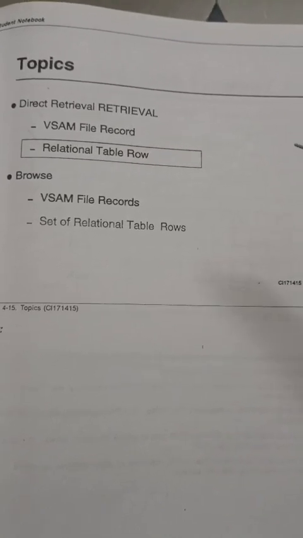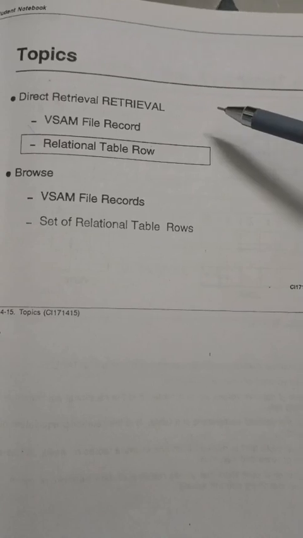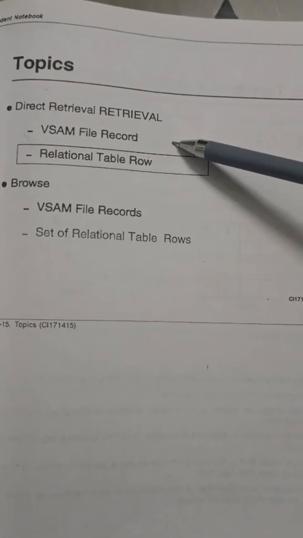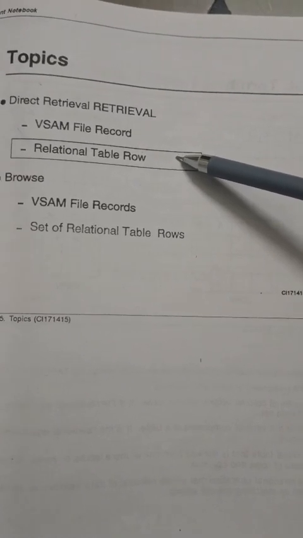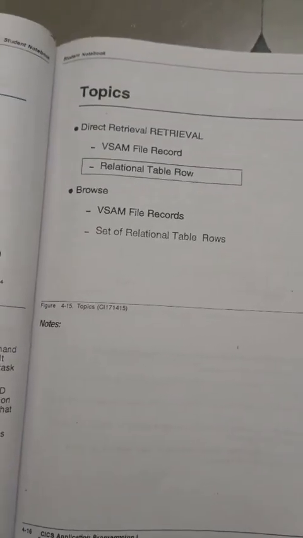Hello friends, this is Mainframe CICS class 8. In class 7, the previous class, we discussed how to retrieve using the VSAM file record, and today we'll discuss how to retrieve using direct retrieval with a relational table. From a relational table, how are we able to retrieve?